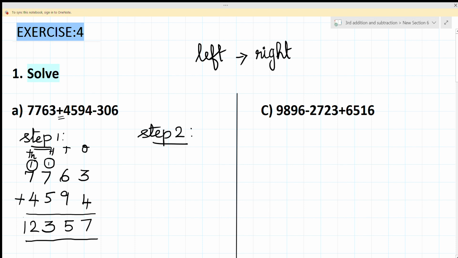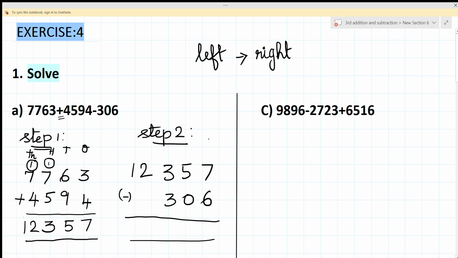Now we will move to the second step, that is, subtract the third number from the sum of the first two numbers, that is 12,357 minus 306. Now we'll find out the difference of these two numbers. Write down the place values, ones, tens, hundred, thousand and 10,000. So start from the ones place. 7 minus 6, 1. 5 minus 0, 5.